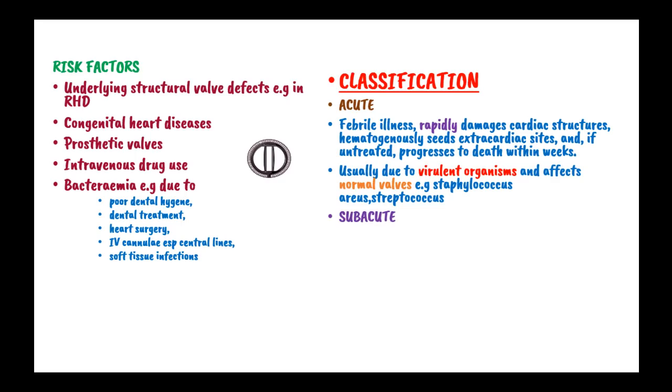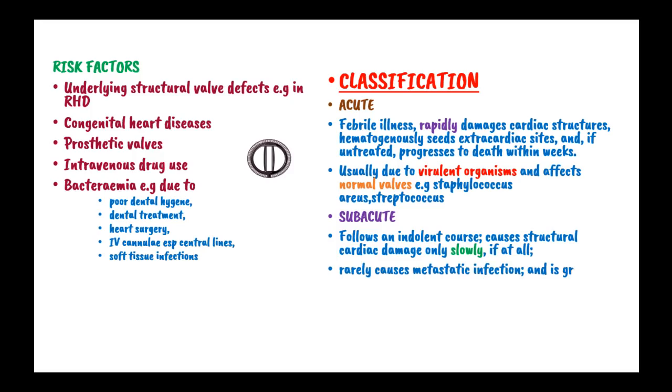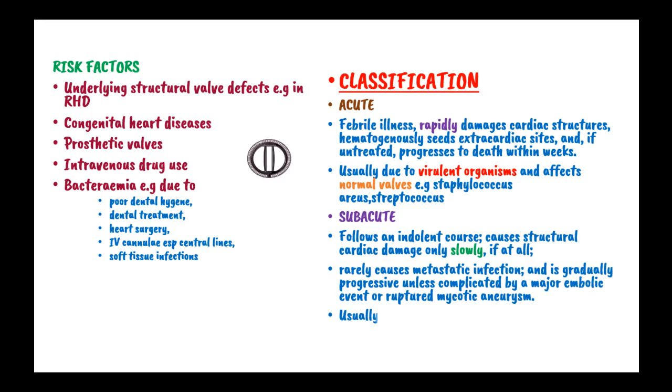The second classification is subacute endocarditis, which follows an indolent course that causes structural cardiac damage only slowly, if at all. It rarely causes metastatic infections and is gradually progressive, less complicated by major embolic events and ruptured mycotic aneurysm. It is usually caused by organisms of low virulence and commonly affects valves that have already been damaged.